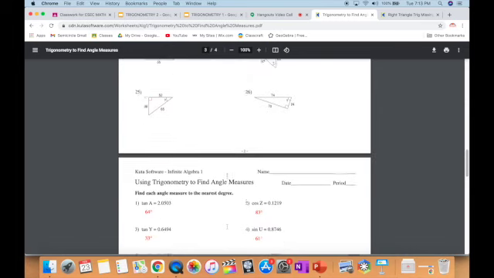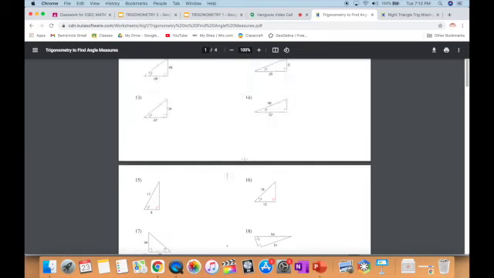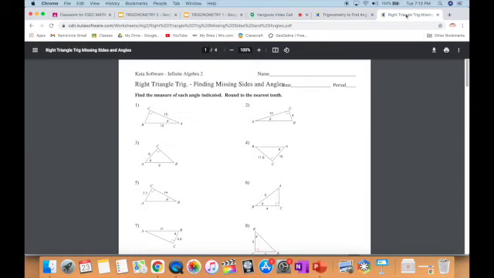Even though you have the answers, trig is such an important topic that we are definitely going to be doing all of these on Saturday. So I'll expect everybody to have it. This is the second link.